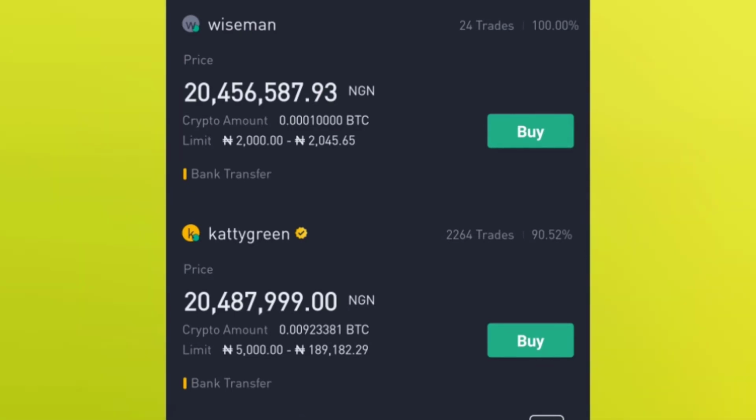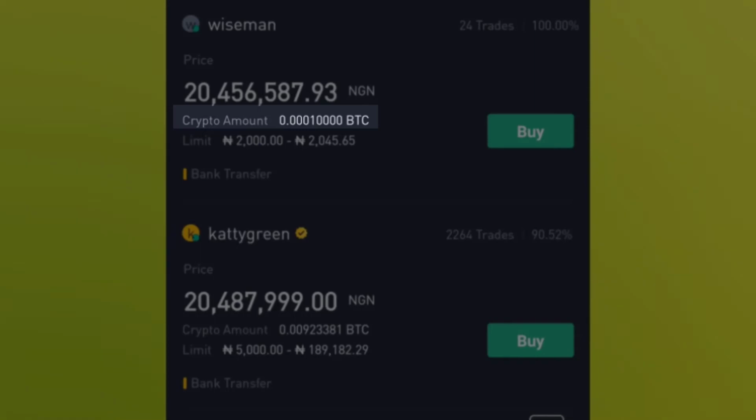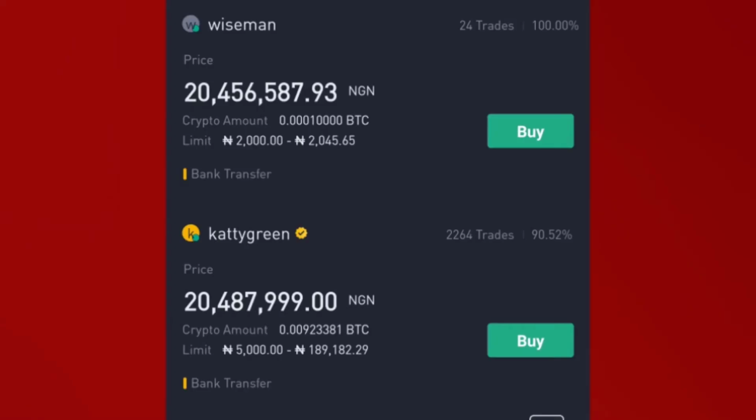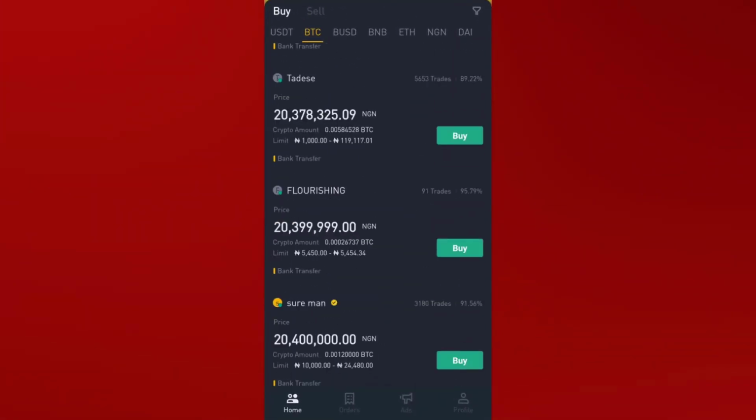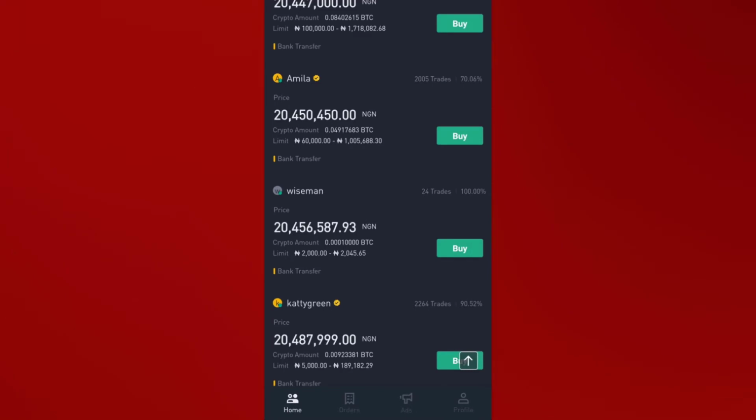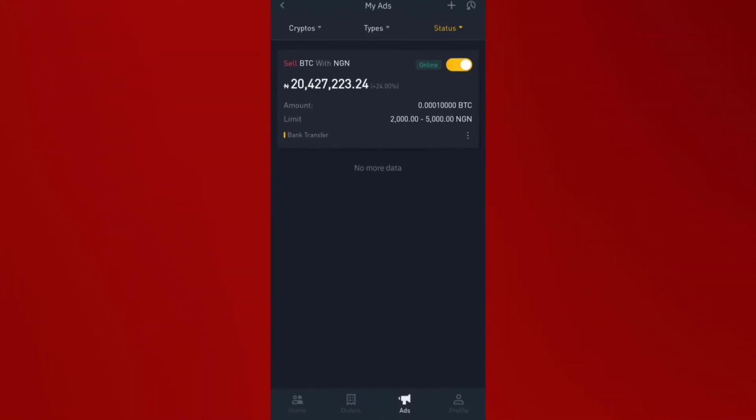And you can see my crypto amount. That is the total amount of Bitcoin I want to sell. And this is my price. And my price will be adjusting according to the market because my price is a floating price. Okay, so that is it. Let me just quickly go back and deactivate the ad. Okay, so that is it for selling.